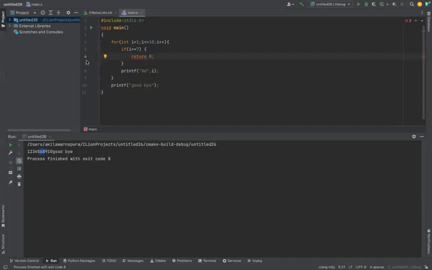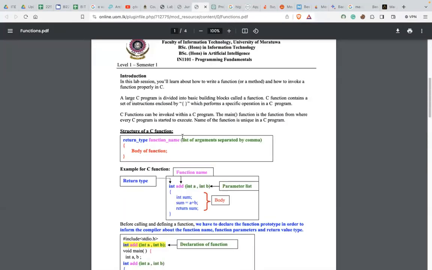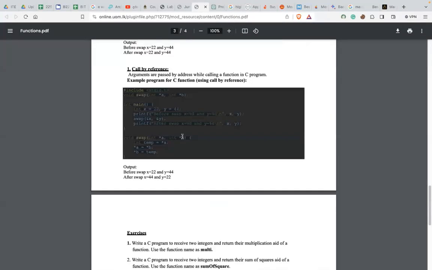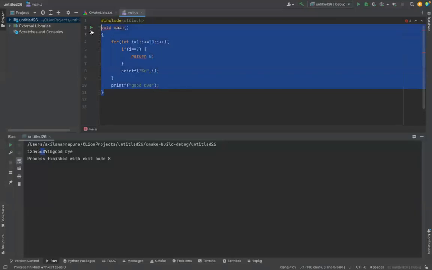Yes, actually, to explain that one, I need to give a proper idea of what a function is. Okay, function means it is doing a particular task. Okay, I'll explain that a little bit. This is the main function. Okay, you can add a particular function.